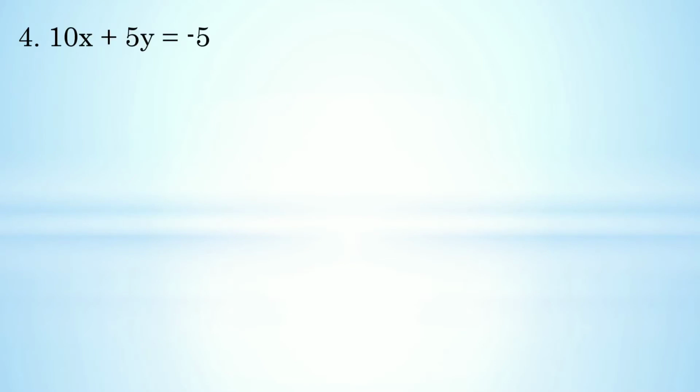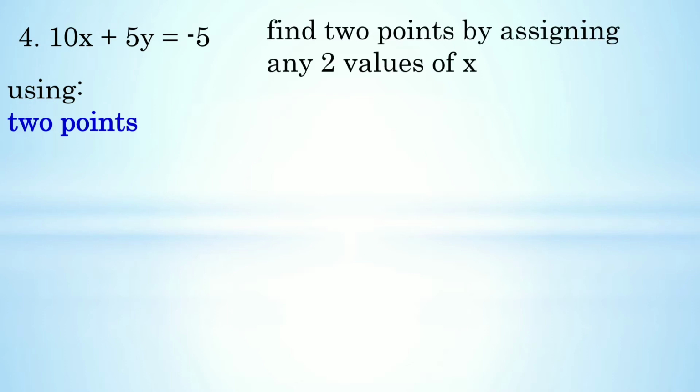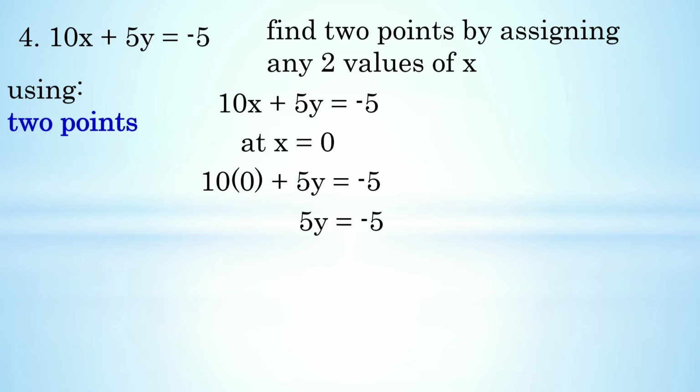So, let's have number 4, 10x plus 5y equals negative 5. So, using 2 points. So, dahil 2 points ang ating gagamitin, kailangan nating magbigay ng dalawang value ni x to find value ni y para makakuha tayo ng dalawang points. So, find 2 points by assigning any two values of x. So, ang unang value ng x na ginamit ko ay 0. Kapag 0 si x, ang y natin ay negative 1. So, ang ating first point ay 0, negative 1.